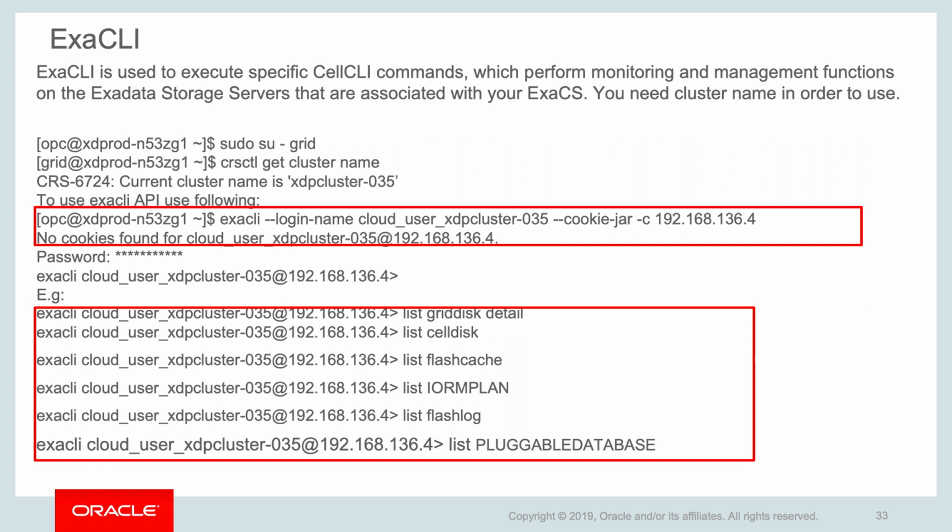ExaCLI supports a long list of commands, and these are just a few examples. You can deal with the cell, alert history, and database, and find out what is going on with flash cache or flash log, and whether IORM is enabled or not. You can deal with different metrics, run queries about any physical disk, and set or look at thresholds. Several operations are possible using ExaCLI commands.